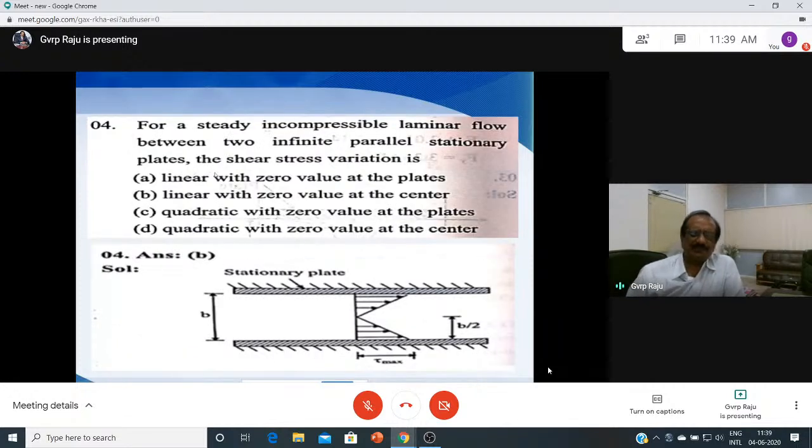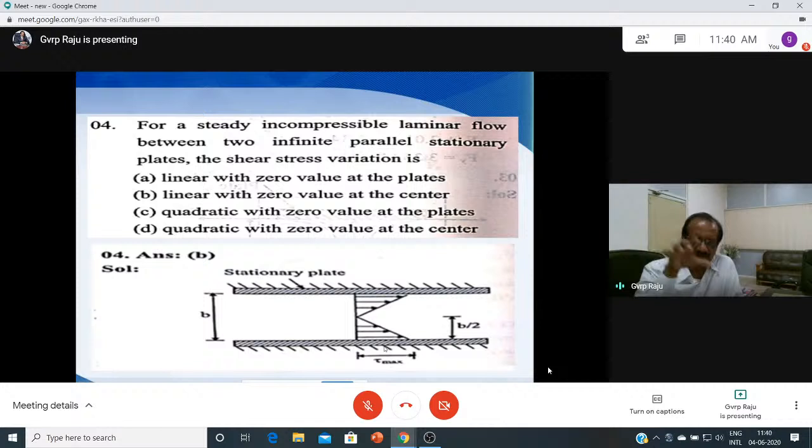Another important question for study: incompressible laminar flow between two infinite parallel stationary plates, the shear stress variation is. So in general, if you study fluid mechanics from any author like Modi, Bansal, or Mundal, this is the distribution of shear stress here. It varies linearly, and exactly at the center it is 0. So if you see here, this is the distribution of shear stress. The shear stress is maximum at the boundaries.